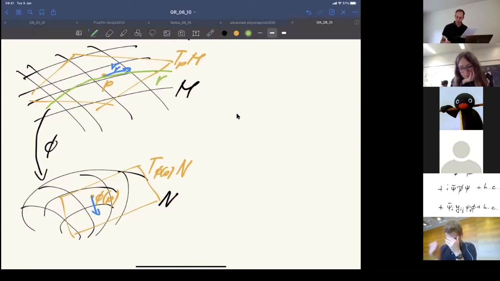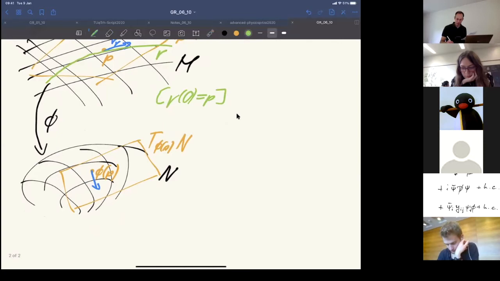Let's just assume, as always, that the curve is parameterized in such a way that at parameter value 0, we pass the point P. This will just simplify our life. That's not otherwise of any importance. Now, of course, there is an image of this curve. Maybe I draw it here. What's the image of the curve? The image of the curve is the curve given by phi after gamma. That's what I call the image of the curve. It's naturally a curve on the manifold N.